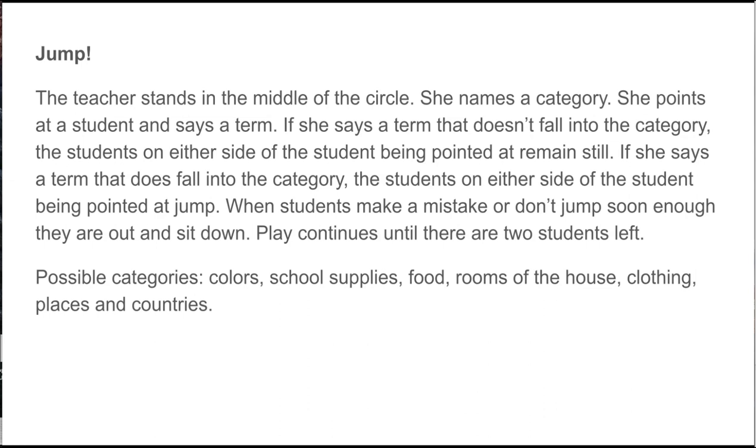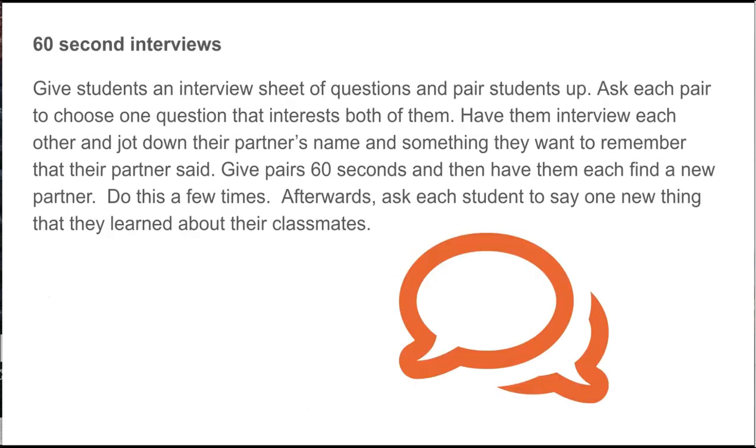As students get to intermediate mid, there is so much more possibility for activities. Here are 2 ideas. 60-second interviews. Give students a sheet of questions and pair students up. Ask each pair to choose one question that interests both of them. Have them interview each other and jot down their partner's name and something they want to remember that partner said. Give pairs 60 seconds and then have them find a new partner. Do this a few times and then ask what they learned about their classmates.